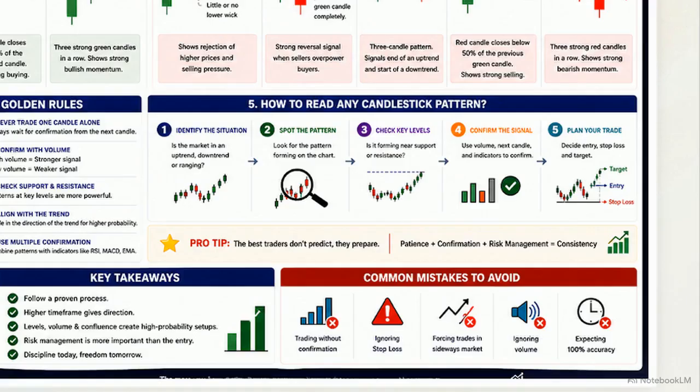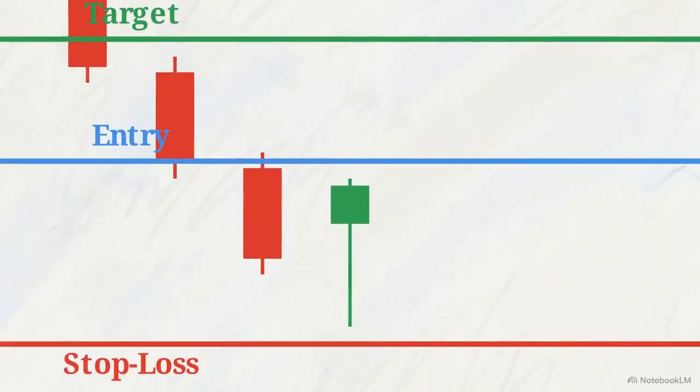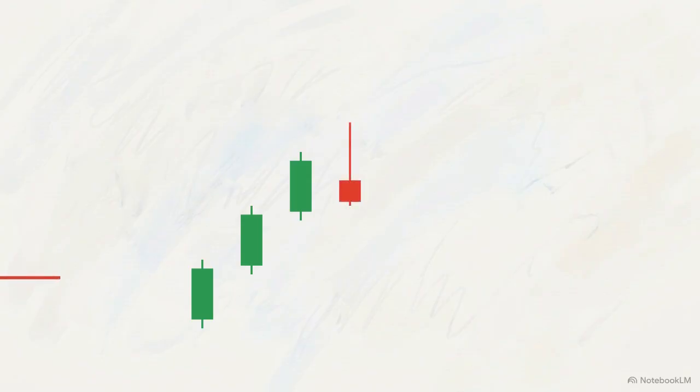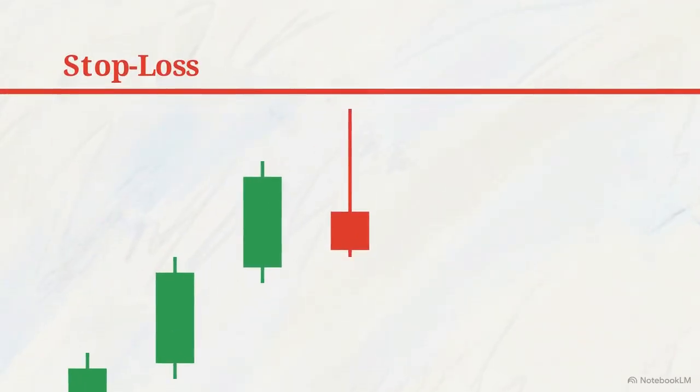Step 4 is planning the trade. Before risking a single dollar, we mathematically define our entry, exit, and failure prices. Looking at this setup, we set a target for profit, plot our entry, and most importantly, place our stop loss. For a bullish setup, place the stop loss just below the bottom wick. For a bearish setup, put it just above the top wick.